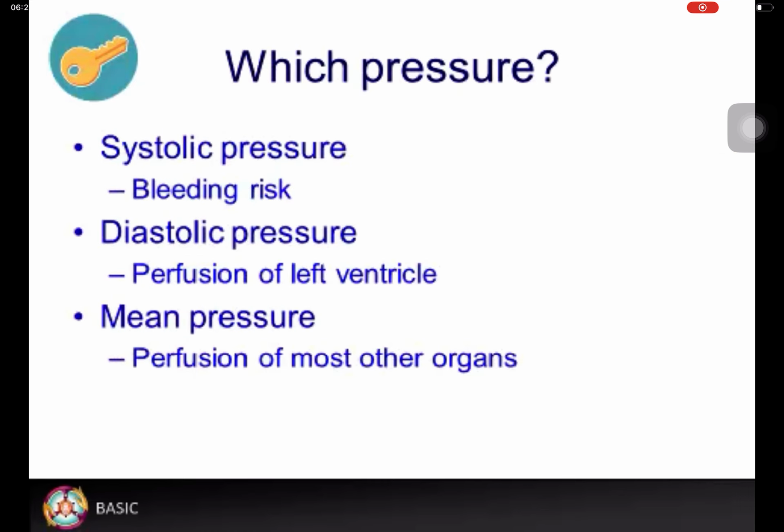Which pressure matters, systolic, diastolic, or mean? The pressure that matters most depends on the clinical situation. In patients with a high risk of bleeding, the systolic pressure is the most important. Diastolic pressure is a major determinant of left ventricular coronary blood flow and therefore is particularly important in patients with poor coronary blood flow, while mean arterial pressure is a major determinant of perfusion pressure of the other organs, including the right ventricle.